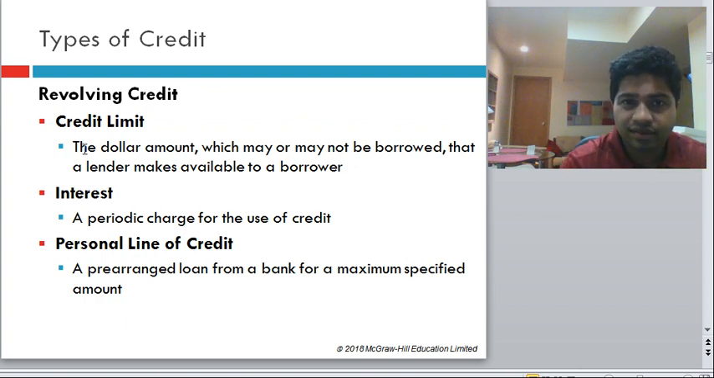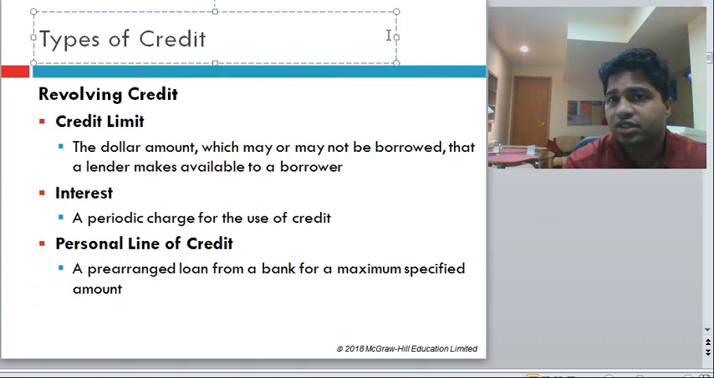Revolving credit limit: the dollar amount which may or may not be borrowed that a lender makes available to you. For example, I open a credit card and they give me $3,000 of credit. I will not be charged on this amount that is extended to me. I will be charged on the amount that I actually use. Interest is a periodic charge for use of credit. A personal line of credit is a pre-arranged loan from a bank for a maximum specified amount.